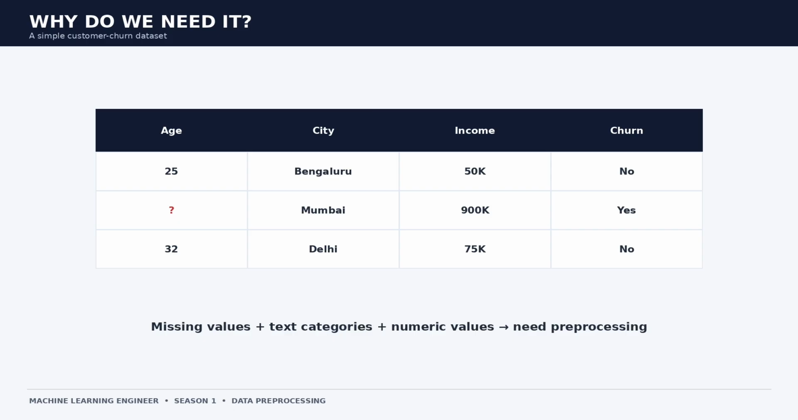Let's take a simple example. We have age, city, income, and churn. Age has a missing value. City is text. Churn is also represented as text. A traditional ML algorithm generally expects numerical representations, so we need to transform this data.